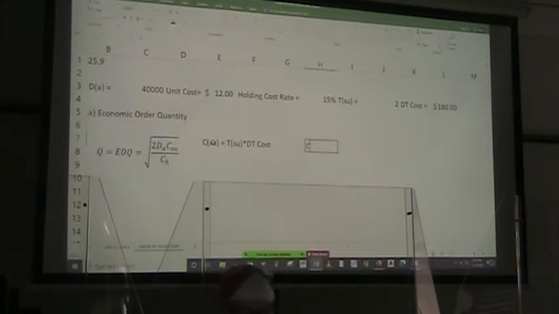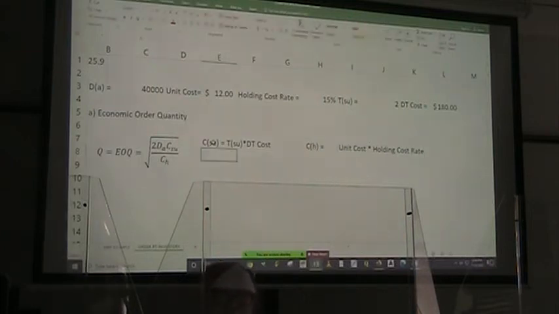All right, easy peasy lemon squeezy. And our cost of holding is equal to our unit cost times our holding cost rate. All right, so this is something where you have to be careful, because sometimes they give you the holding cost, sometimes they give you the unit cost and the holding cost rate, and you have to calculate that. Sometimes they give you the cost of setup, and sometimes you have to calculate it from the time of setup and the downtime cost.